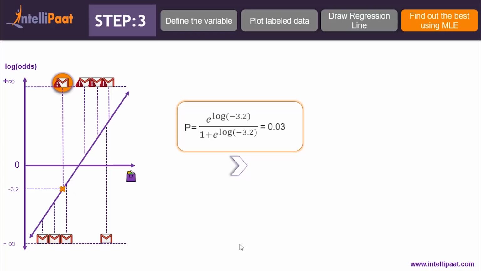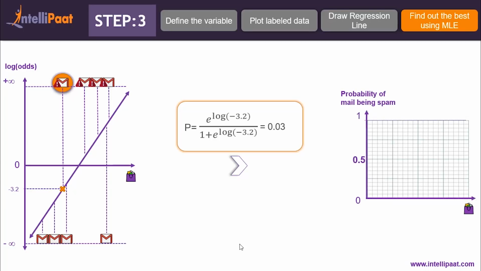So what we'll do here is calculate the probability using the value of minus 3.2. We'll place minus 3.2 in our formula: e to the power of minus 3.2 divided by 1 plus e to the power of minus 3.2. From here, we get the probability as 0.03. Plot it accordingly onto the new graph between probability of mail being spam versus spam word count. On the basis of probability, our mail would lie somewhere near 0. So according to the prediction, this mail is not a spam mail.